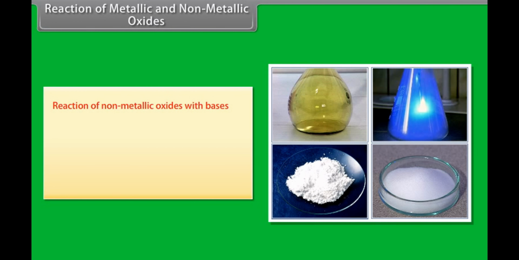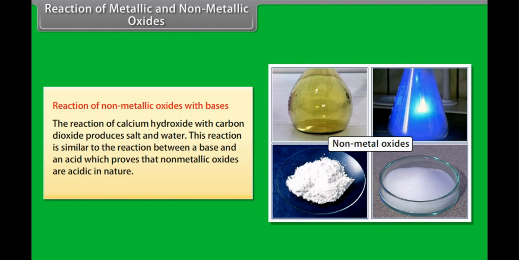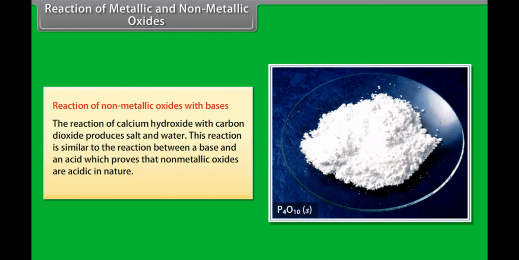Reaction of non-metallic oxides with bases. The reaction of calcium hydroxide with carbon dioxide produces salt and water. This reaction is similar to the reaction between a base and an acid. This proves that non-metallic oxides are acidic in nature.